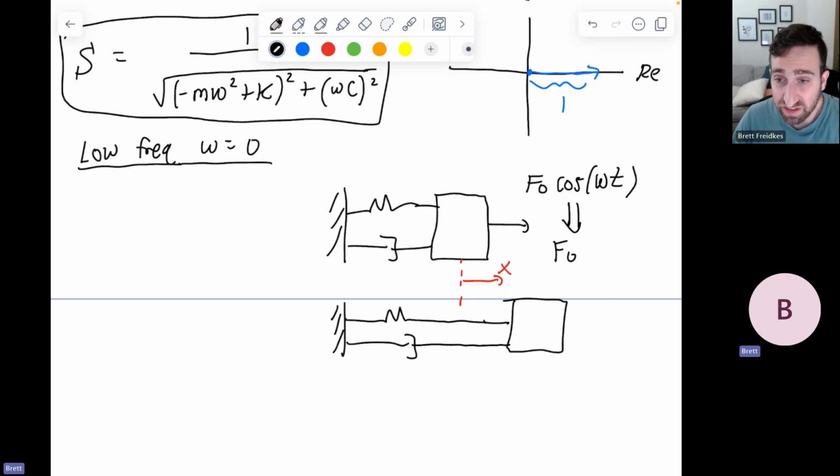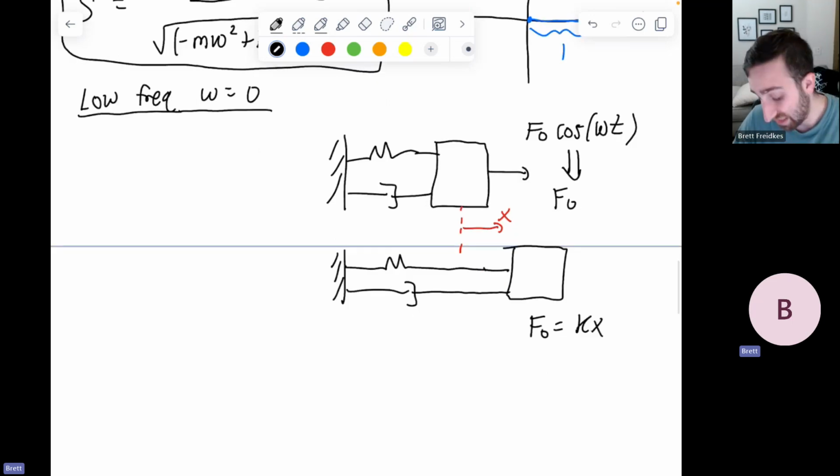And the amount it displaces, if we assume it's just static, is based on the stiffness. We know that f is equal to kx, so the amount that it displaces, or rather, if you look at the input versus the output, we'll see that x over f naught is 1 over k. Output over input, you have a static force that's not oscillating or not changing. You'll just get 1 over k.